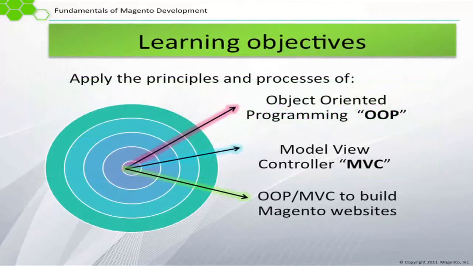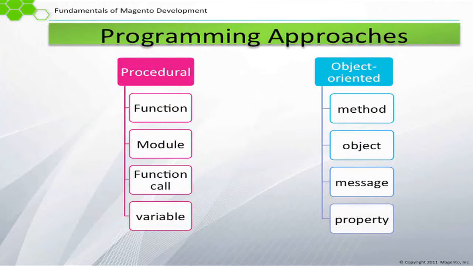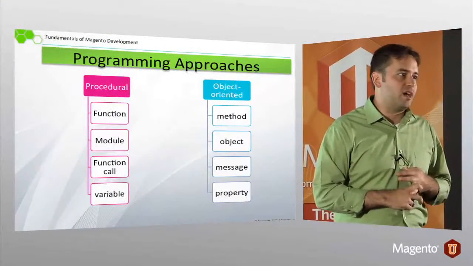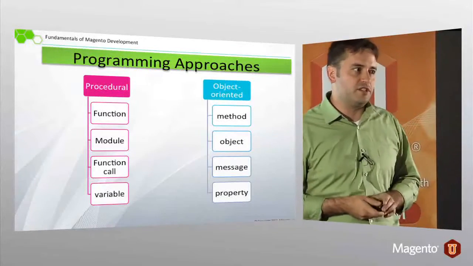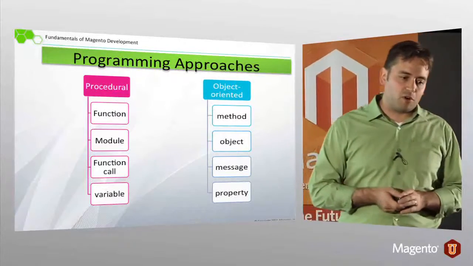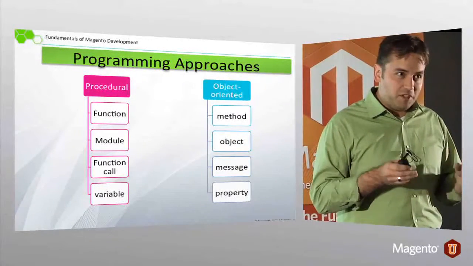Okay, so OOP and MVC concepts. Procedural versus object-oriented programming. Of course, a system like Magento uses object-oriented programming as a means of keeping code organized and keeping it modularized. Basically, we're facilitating modularization. This is opposed to procedural calls.